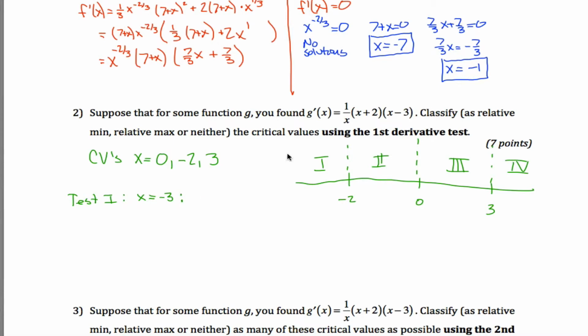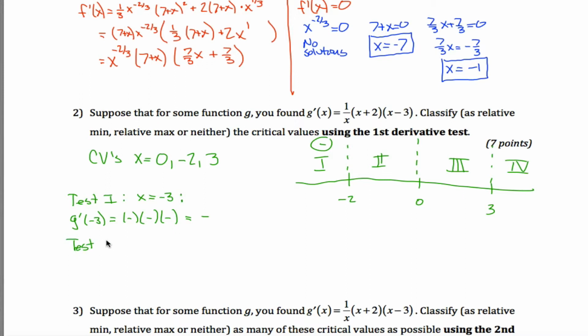And what I've got to do is figure out if g prime of -3 is a negative number or a positive number. Well, let's see. If you throw -3 into this first factor, 1 divided by -3 is a negative number. You throw -3 into the second factor, -3 plus 2 is still a negative number. And -3 minus 3, that's certainly a negative number. A negative times a negative times a negative is a negative number. So in this first region, my first derivative is negative.